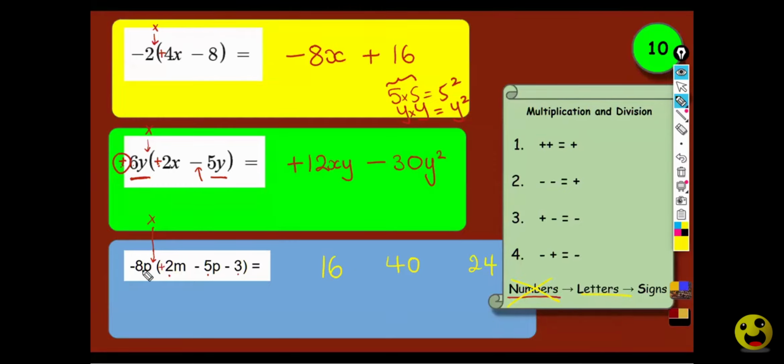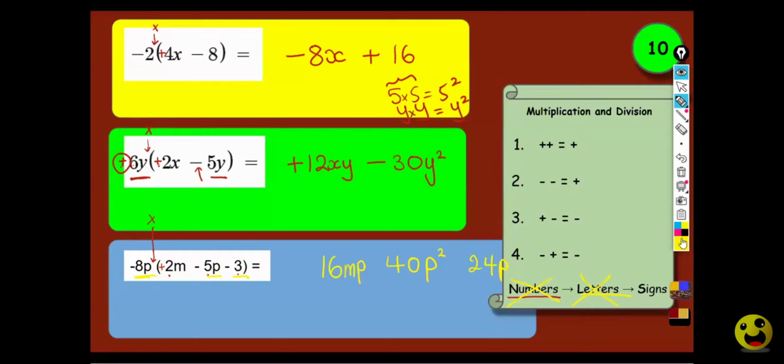Letters. When you are multiplying the 8 and the 2, P by M is PM or MP. I like to keep it in alphabetical order. M comes before P, right? When you are multiplying the 8 and the 5, the 2 letters involve a P. P multiplied by another P, I showed you all this, is P squared. And when you were multiplying the 8 and the 3, the 3 has no letter, but the 8 has a P. So you just put back the P, right? I kind of squeeze it in there. So we're finished with the letters.